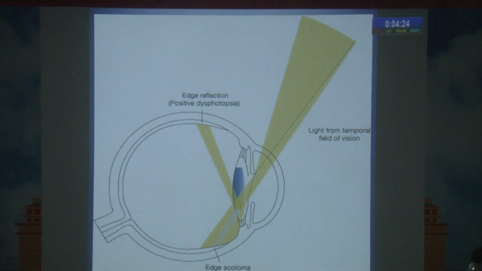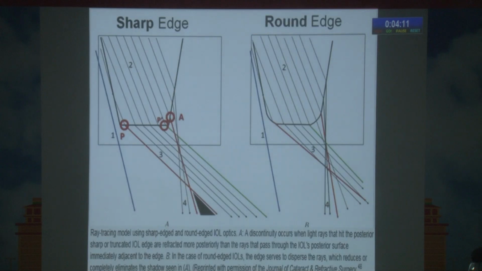Imagine temporal light rays. When they strike the nasal edge of the IOL, it is reflected back. The simplest theory is that now there are no light rays to be refracted, so there is an edge scotoma. But when ray analysis was done by Holladay, what he found was that there are three types of shadows: type 1, type 2, and type 3 shadow.